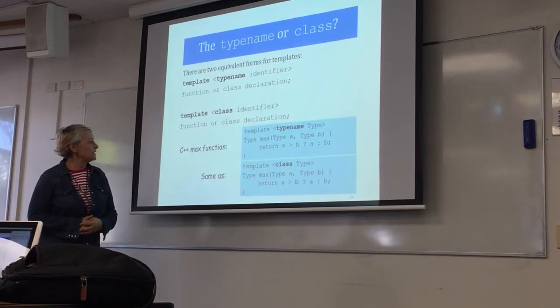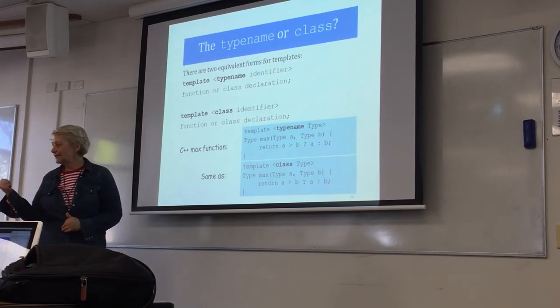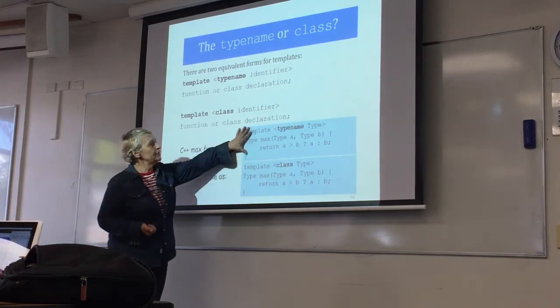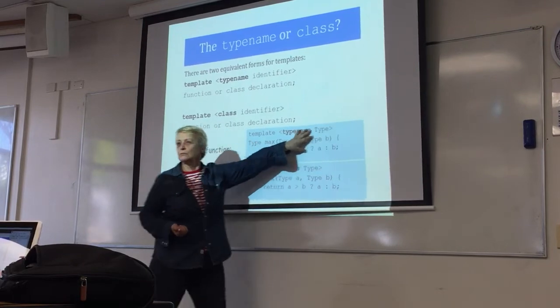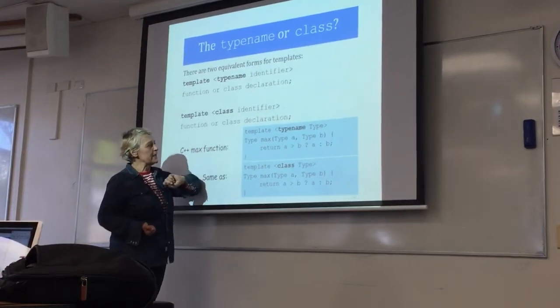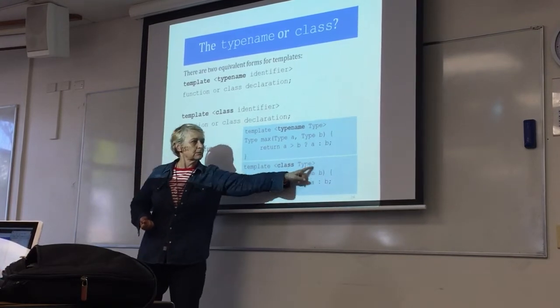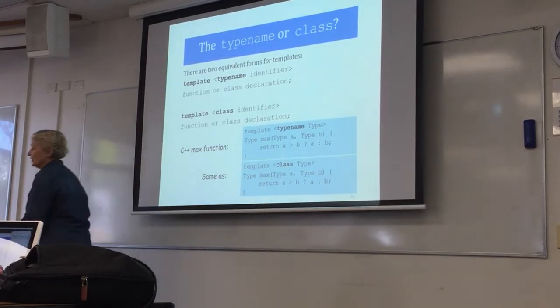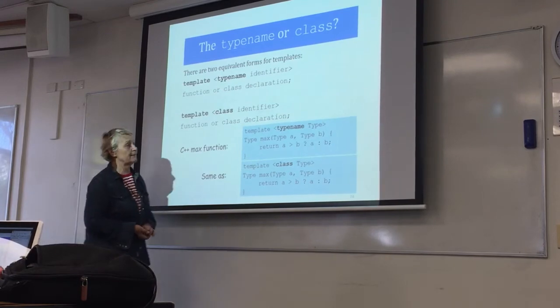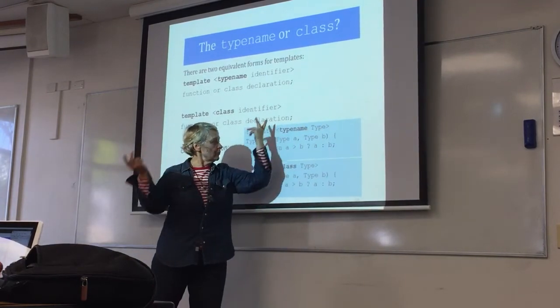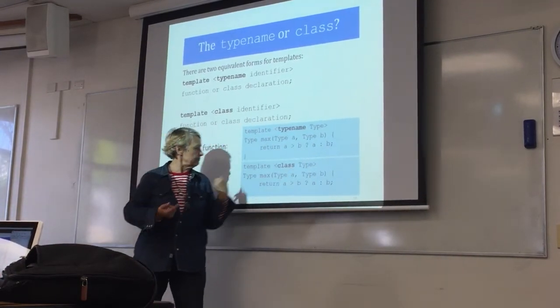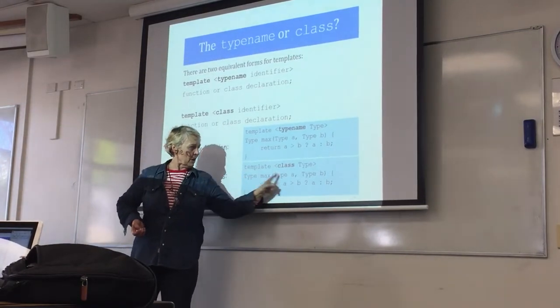I mentioned this type name or class. The C++ max function in the standard template library is defined like this, with type name, but it's the same as this. This was the approach, as I said before, C++ 11. This is the name the programmer uses, the name which is appearing here.